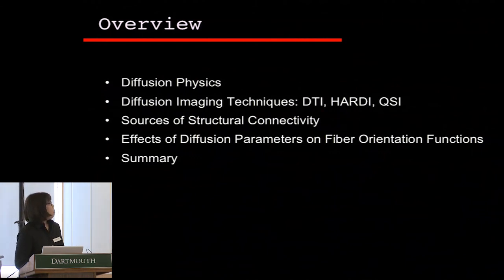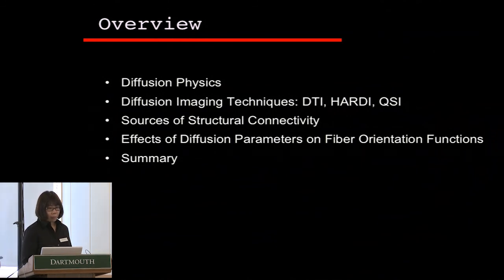So in this talk, I'll focus on one voxel only, not a whole brain or two voxels, just one. The first half of the talk, I will introduce general diffusion imaging. I'll start from the diffusion physics and the imaging techniques. The second half, I'll focus on sources of structural connectivity and the factors that affect the accuracy of fiber orientation functions.